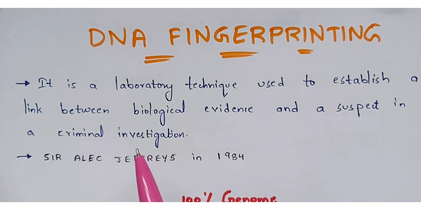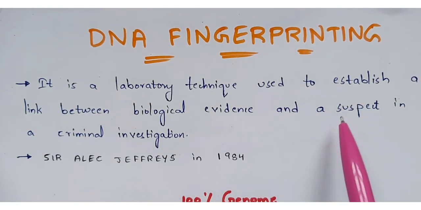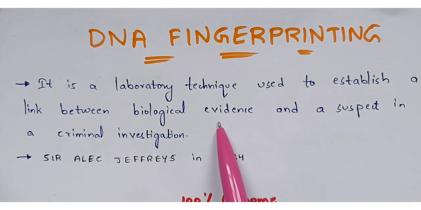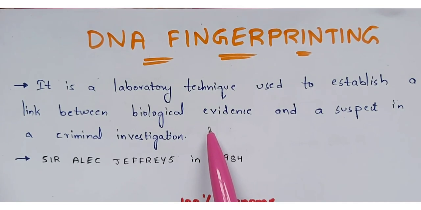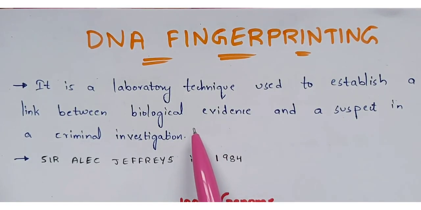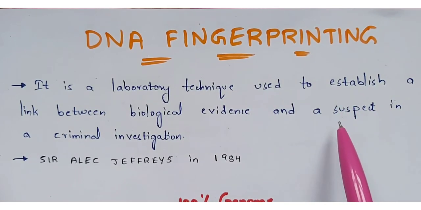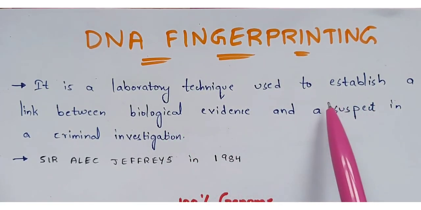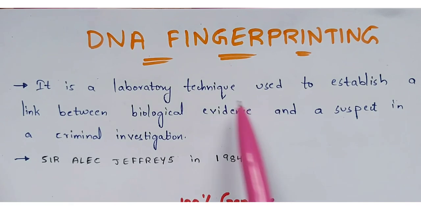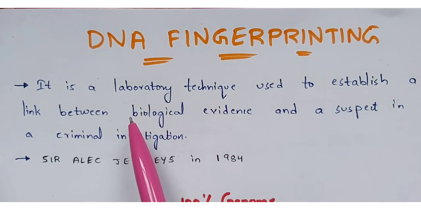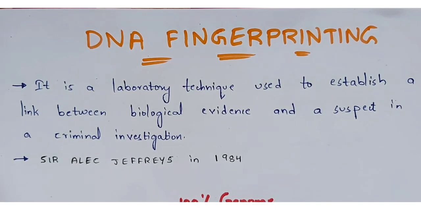So, let us say there is a case like a murder case. In that murder case, the police will catch a suspect, right? So you want to match that suspect to the evidence which you got. The result may be positive or negative, but it should be matched. If it gets matched, then we can conclude that the suspect is the killer. And if it doesn't match, then we cannot conclude that the suspect is a murderer. We can conclude that he is innocent. So basically this is a laboratory technique which is mainly used to link biological evidence and a suspect in the criminal investigation. Fine.